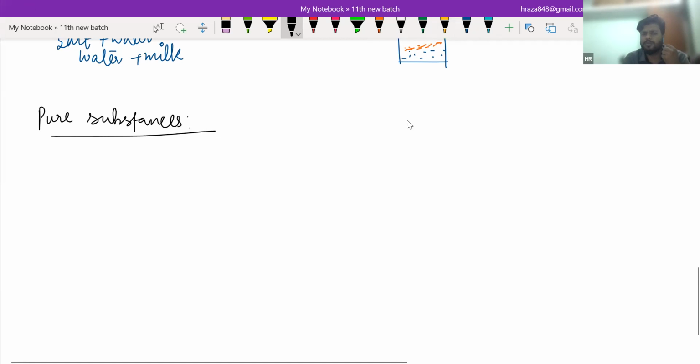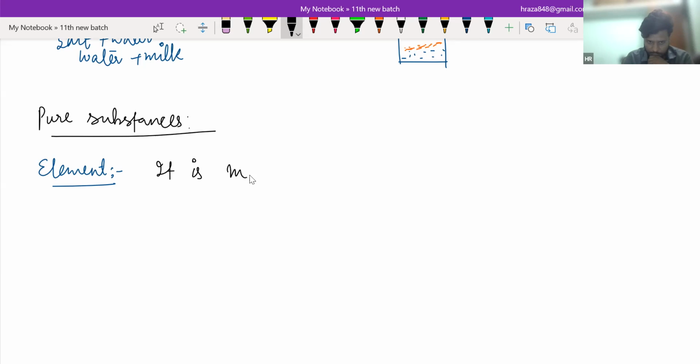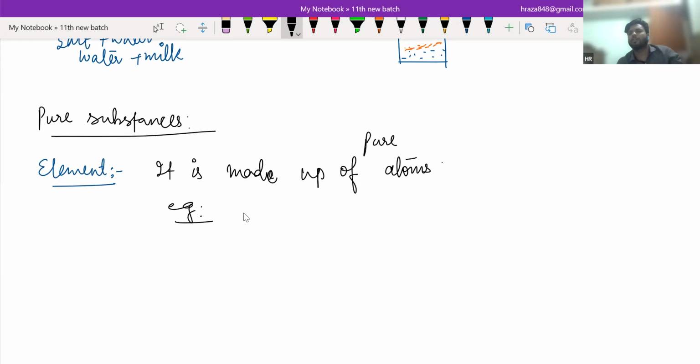So basically, what is a pure substance? Pure substances are made up of one or more than one type of element. What is an element? It is made up of pure atoms. For example, take the list of the periodic table. You can see hydrogen, helium, lithium, etc.